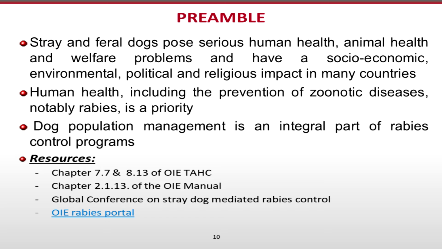Now, the standard itself, the chapter, starts with a preamble. The preamble says stray and feral dogs pose serious human health and welfare problems and have a socioeconomic, environmental, political, and even sometimes religious impact in many countries. The preamble also tells us that human health, including prevention of zoonotic diseases, especially rabies, is a priority in the control of stray dogs, and that dog population management is an integral part of the rabies control program. You can refer to resources when you read this slide later, but I would encourage you to go to the OIE rabies portal, also given there, for more information.